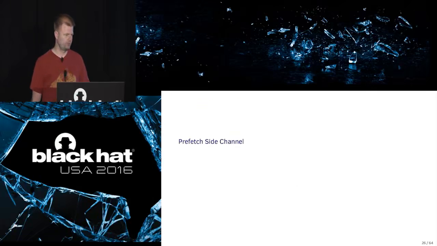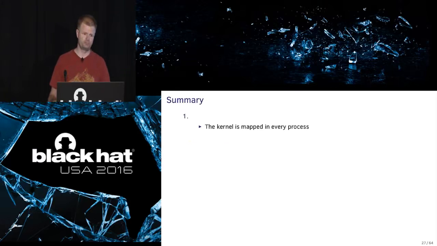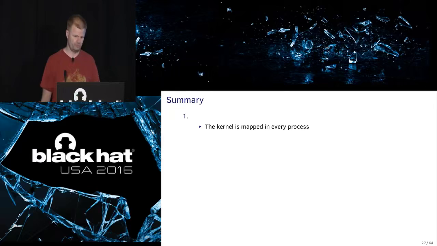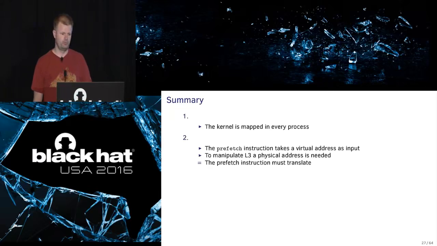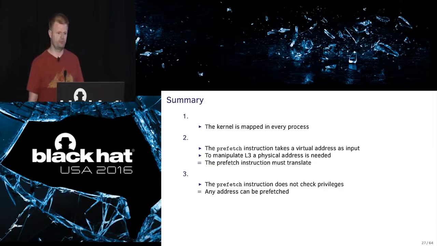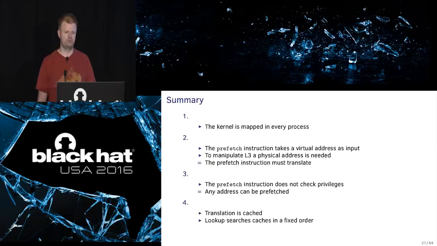So that moves us on to actually talking about the side channel that we're using for our attack, the prefetch side channel. And before we go ahead, we just summarize what we had thus far. First, the kernel is mapped into every process. 2, the prefetch instruction takes a virtual address as input. To manipulate the L3, a physical address is needed. The prefetch instruction must translate. 3, the prefetch instruction does not track privileges, meaning any address can be prefetched. And 4, translation is cached. And lookup searches caches in a fixed order.